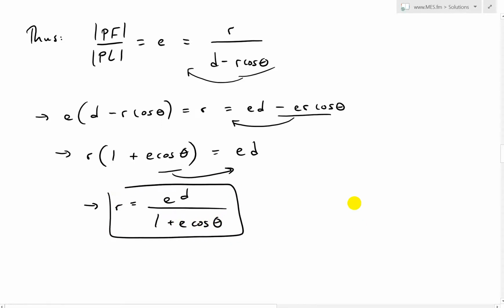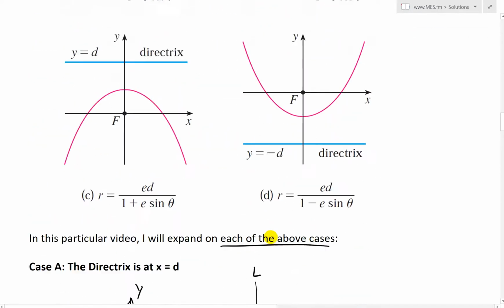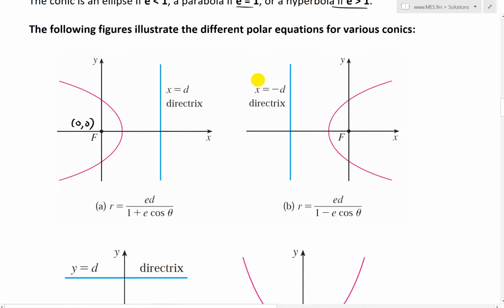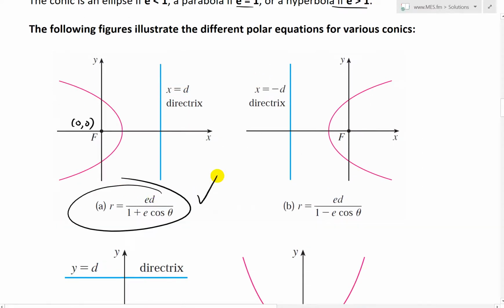Circle this, and there it is. That's our polar equation from the above theorem. It gets it when the directrix is x equals d, and that's this one right here. So that's a check mark for us.